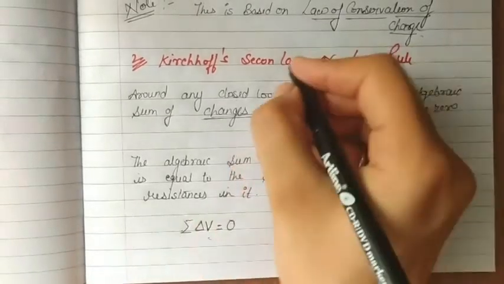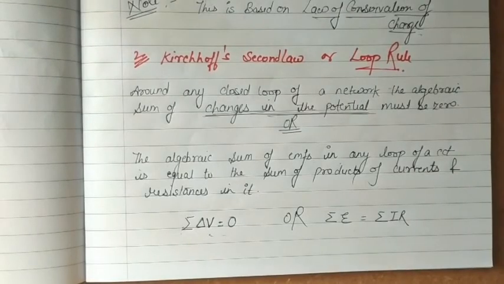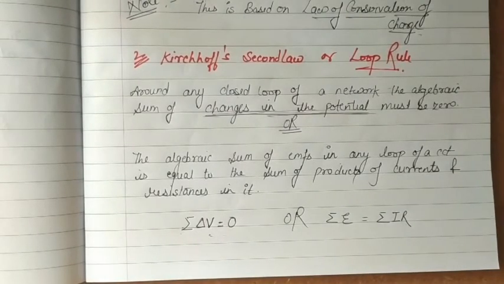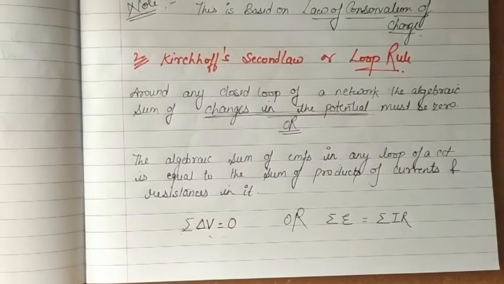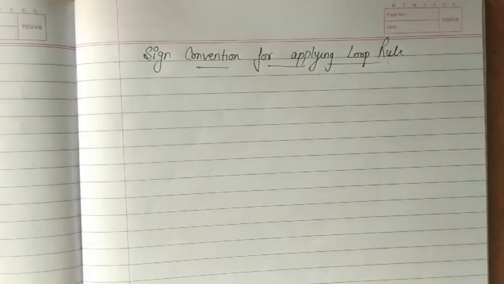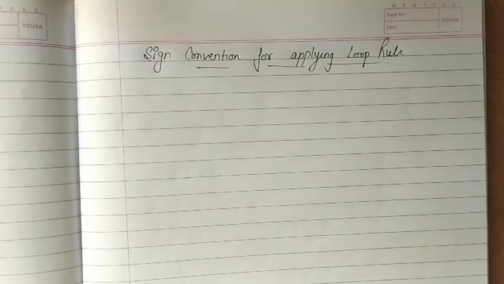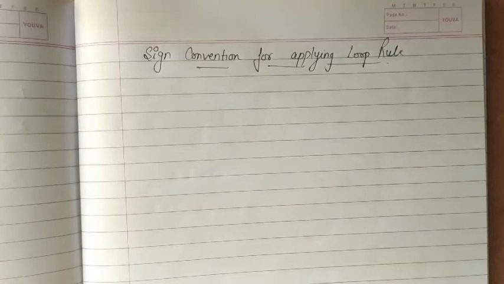Now for applying Kirchhoff's second law practically, we have some sign convention, just as we have in the first law. So we are going to study that first. Let's start with the sign convention for applying the loop rule. The very first point is that we are free to take any direction as the direction of travel. It's our choice whether we go around the circuit clockwise or anti-clockwise, but we have to maintain that direction throughout the circuit.